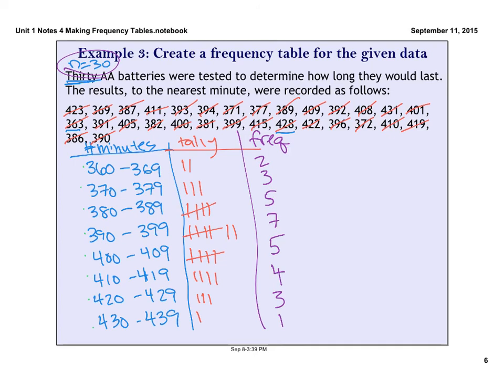Okay, cool. So there's my frequency for that set of data, based on the tally columns, based on the intervals that I set up, based on the data that I had, looking at the highest and the lowest, making sure that I had my N. All of that has been done and taken care of. That's our last example for today.